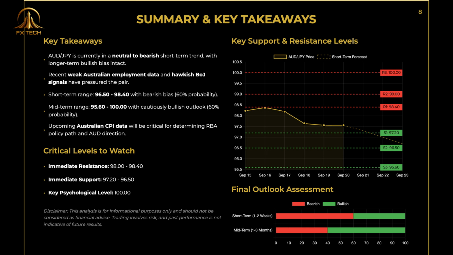Critical levels to watch include immediate resistance at 98.00 to 98.40, immediate support at 97.20 to 96.50, and the key psychological level at 100.00, which could become a significant target if bullish momentum returns. The chart on the right illustrates these key support and resistance levels, along with our outlook assessment for both short-term and mid-term horizons. This visual representation helps contextualize our analysis and trading recommendations.